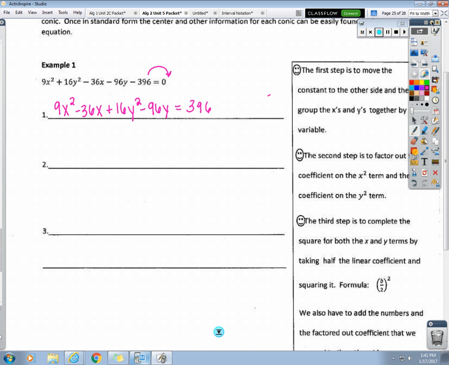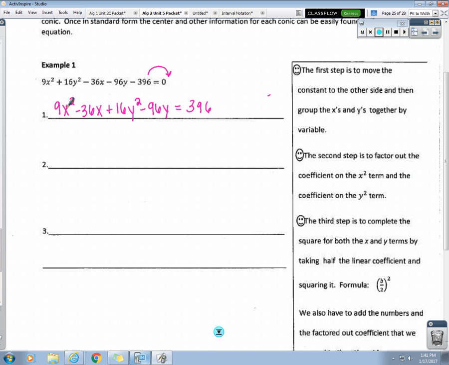Now, this is different. With parabolas, the x squared was just an x squared. There was no number beside it. And the y squared was just a 1y squared. There was no number beside it. So for this, we're going to have to factor out those numbers. So just watch, and then I'll give you time to write it down.